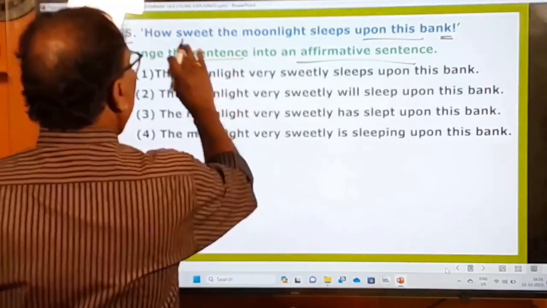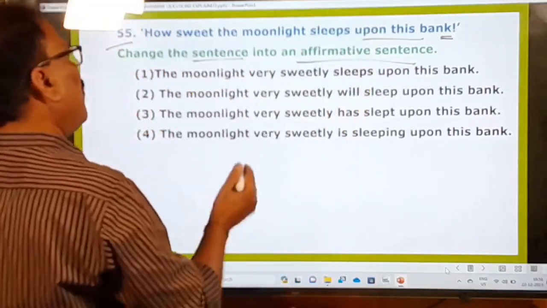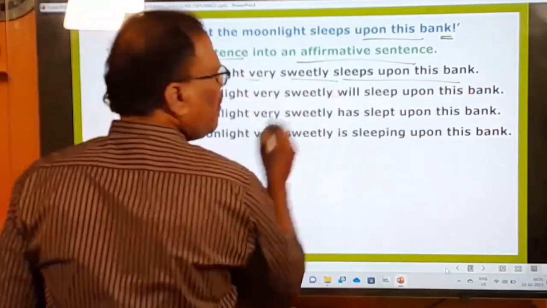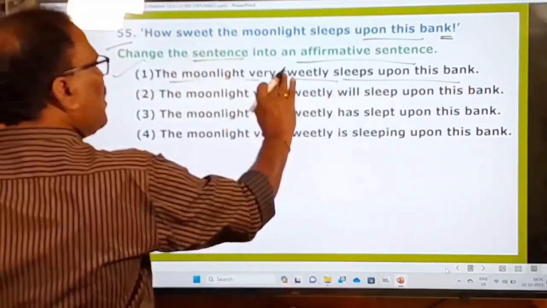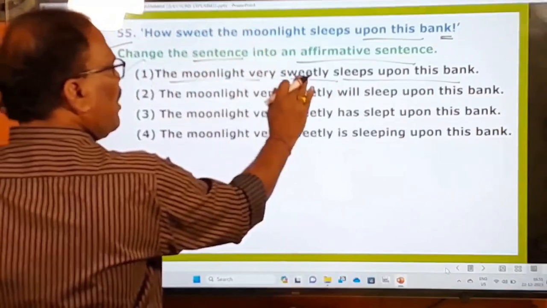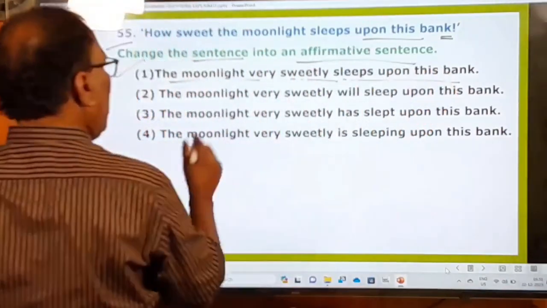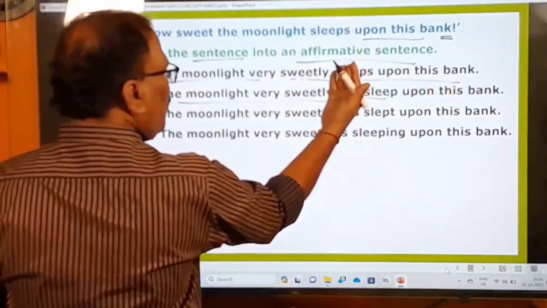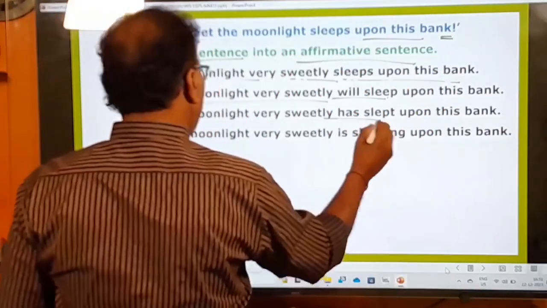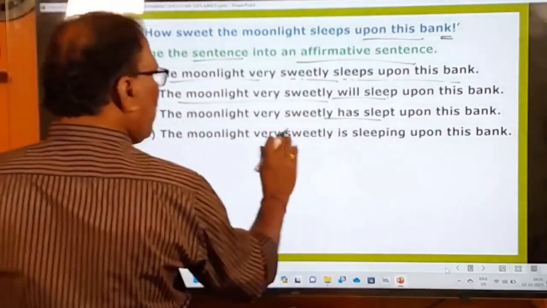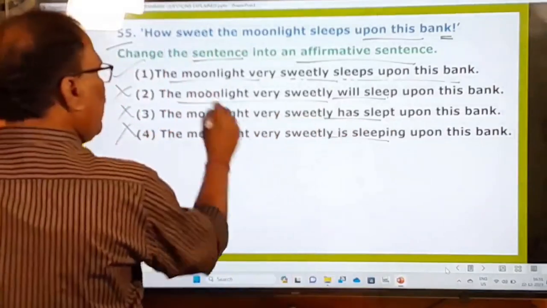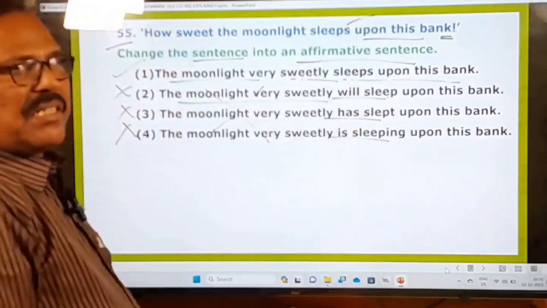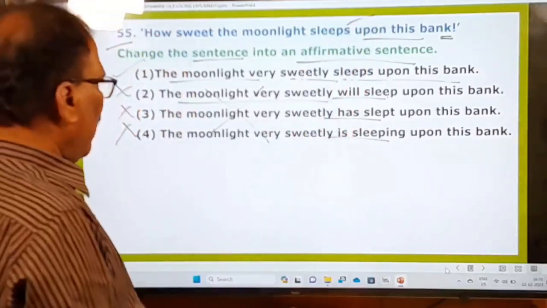So let us change it to the normal sentence. How sweet the moonlight sleeps means the moonlight very sweetly sleeps upon this bank. This first one is the right one. The normal sentence of this is: the moonlight very sweetly sleeps upon this bank. So the moonlight very sweetly will sleep, no, not will sleep, because this is in the simple present. You have to use only simple present. The moonlight very sweetly has slept, no, that is present perfect. The moonlight very sweetly is sleeping, present continuous tense is given. Therefore these three are wrong, only the first one is the right one, because the exclamatory sentence here is given in the simple present tense only. Okay, right.